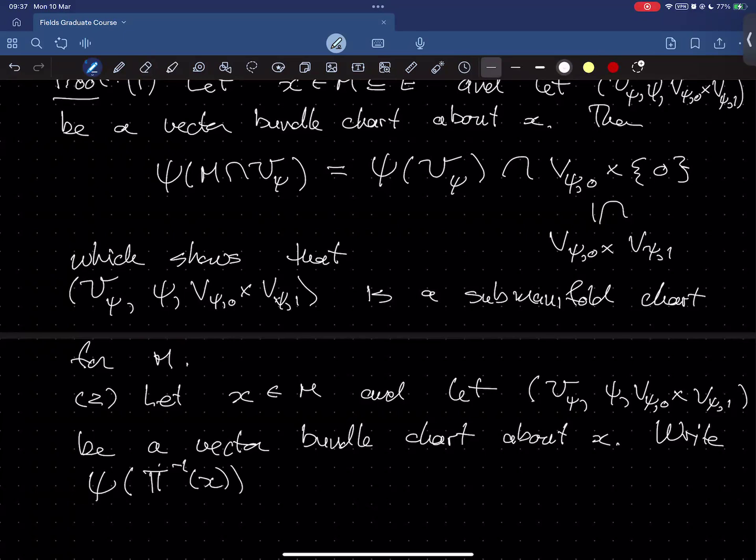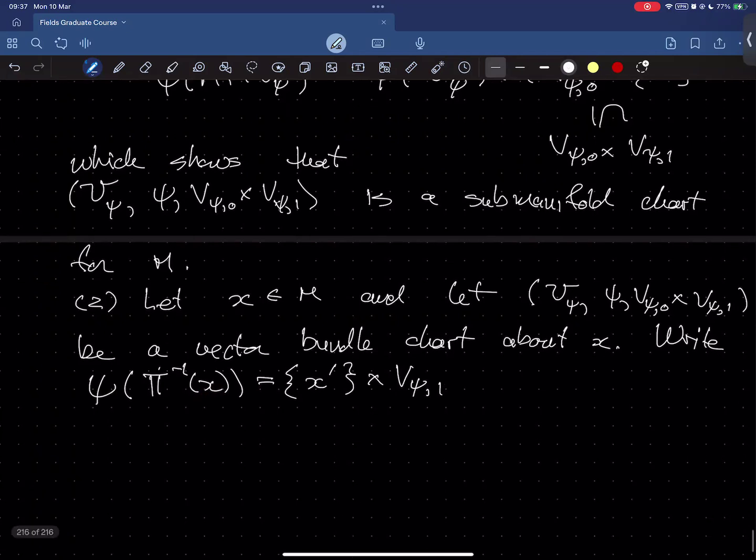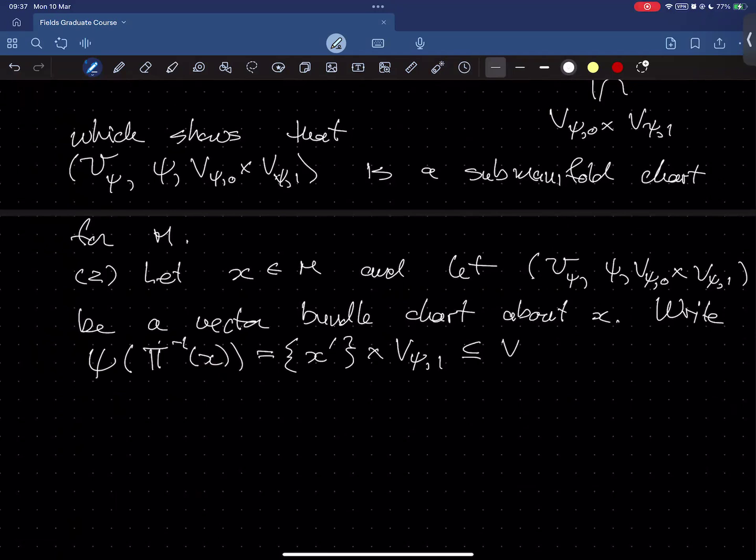Okay, so what's this going to look like? This is going to be the set of all points in this chart domain which, when I represent them in the vector bundle chart, look like the same point, the image of this point under the vector bundle mapping, and then the second component is going to be arbitrary. So it's going to be x prime cross V psi 1. This is going to be a subset of V psi 0 cross V psi 1.